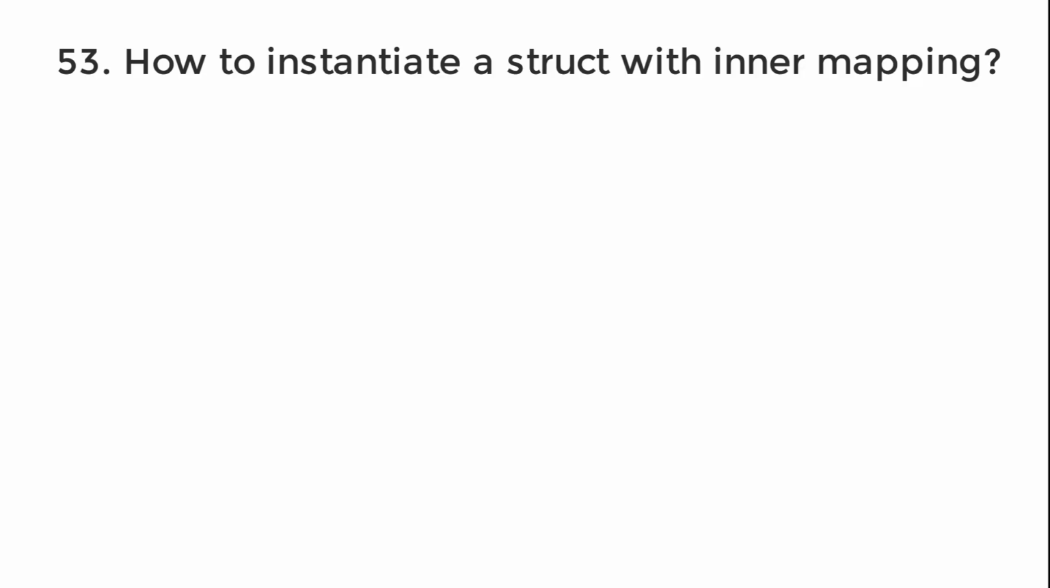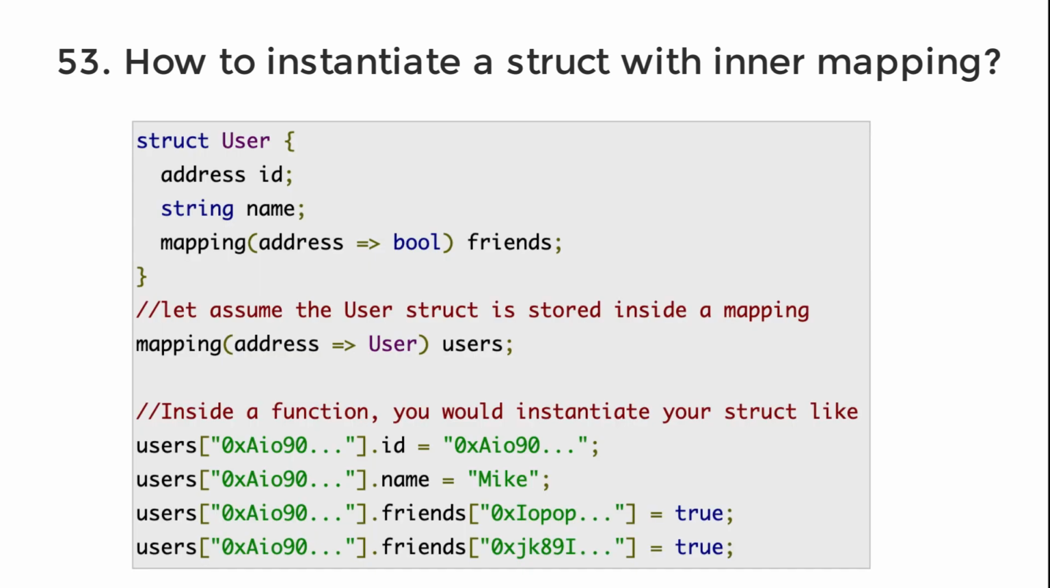How to instantiate a struct that has an inner mapping? For this, let's consider a struct called User that has 3 fields. First, it has an address id field, then it has a string field called name, and finally, it has a mapping field called friends, and this is a mapping of address to boolean. So let's assume that the User struct is stored inside a mapping. We're going to call this mapping users, and that's a mapping of address to User.